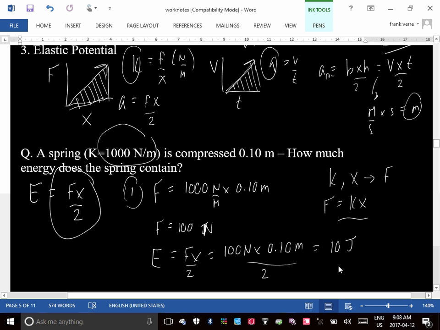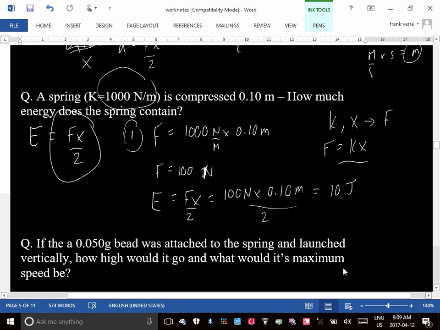Uh-oh, Nora, you tilted your head. That's never a good sign when you tilt your head. We divided by 2. Oh, sorry, I didn't divide it by 2. That's 5 joules. Sorry, 5 joules. We got to divide by 2. I'm getting ahead of myself. So it's 5 joules.